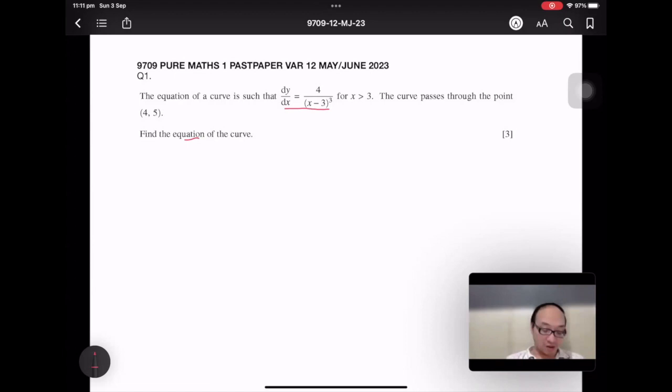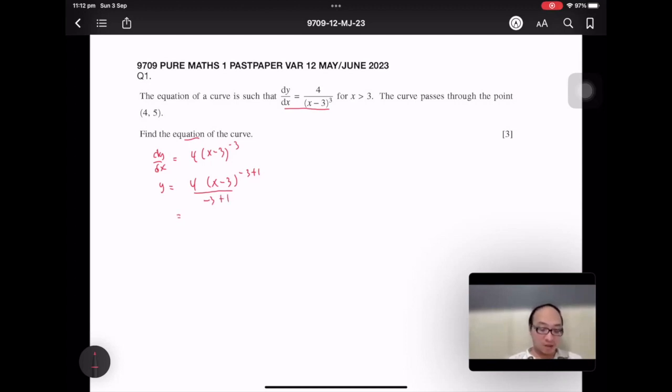So since we have dy/dx equals (4x - 3) to the power of negative 3, to find the original function, the equation of the curve from this derivative, we integrate the function. So we add 1 to the power and then we divide by the new power. The new power is minus 3 plus 1.